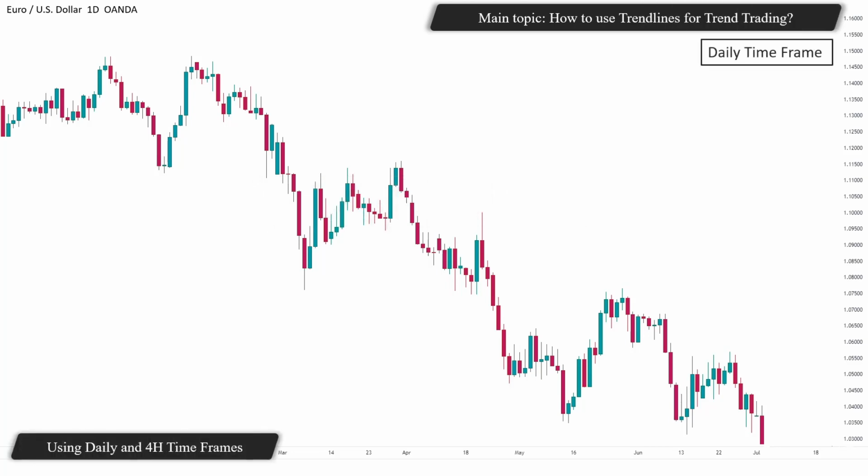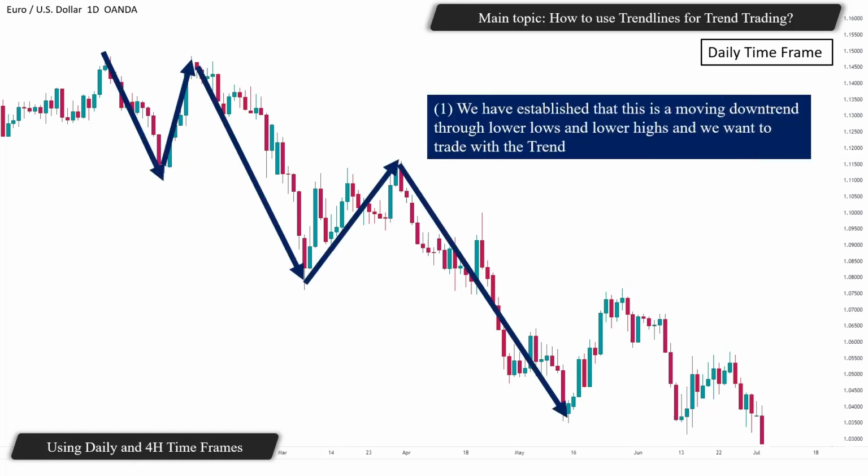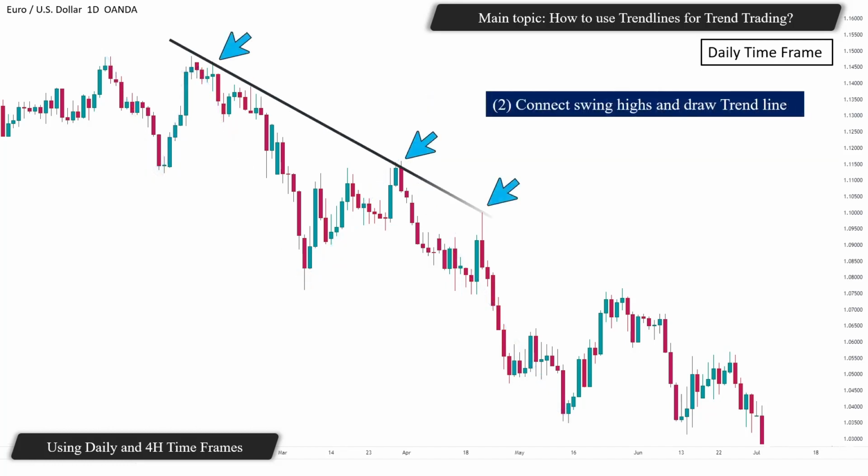Now, this is the daily time frame. So first, we identify that this is a moving downtrend as the price is making lower lows and lower highs. So we want to trade in the same direction as the moving downtrend. Second, we will connect these 3 points and draw the trend line.